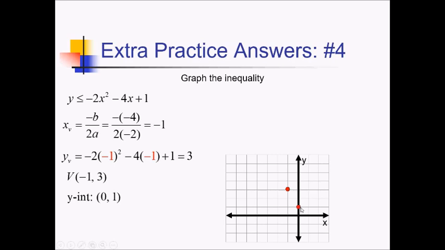And then let me use symmetry to get another point on the other side of the vertex, right there. Use a solid line through solid dots. My inequality is less than, so I have to shade underneath that line.